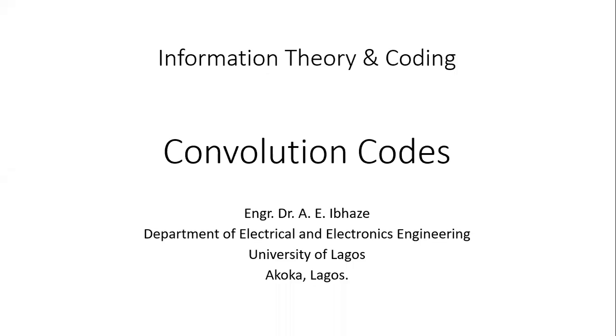Good day, everyone. In our previous lecture, we mentioned that convolution codes are codes in which each output block depends not only on the current or present input block, but also on some of its past inputs as well. And in this series, we are going to be investigating the possible ways of implementing the convolution coder.